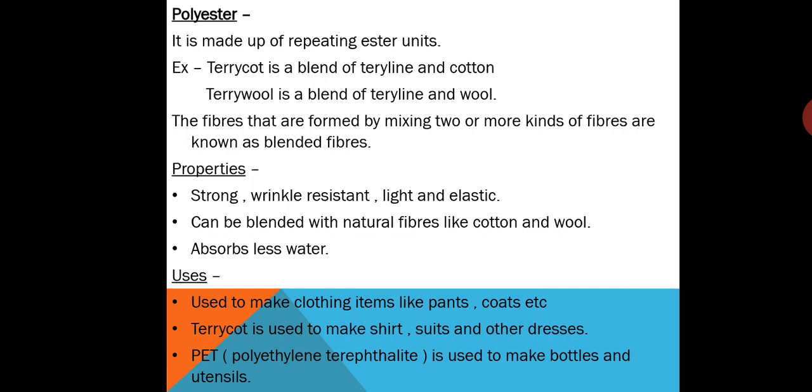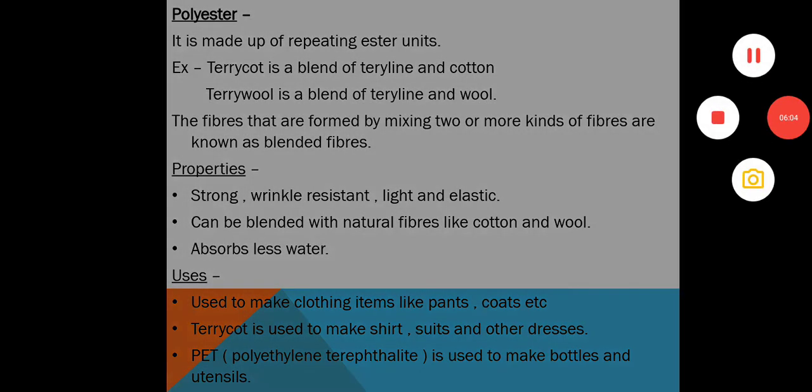Now, what are the uses of polyester? It is used to make clothing items like pants and coats, etc. Terrycoat is used to make shirts, suits, and other dresses. PET, polyethylene terephthalate, is used to make bottles and utensils.